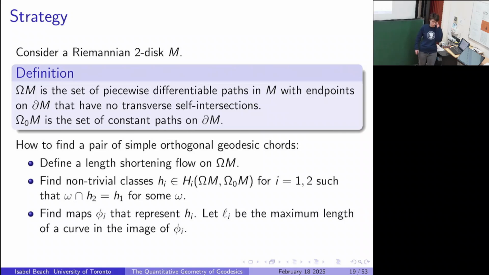Yes? But you allow some other type of intersections? Yes, so they're allowed to be self-tangent. This is okay because geodesics are not going to be self-tangent, so allowing them to have tangent self-intersections still means that the final geodesics are going to be simple. I think you could probably alter this to just say no self-intersections, but we'll see in the construction it's a little easier to allow yourself to double back along a path.